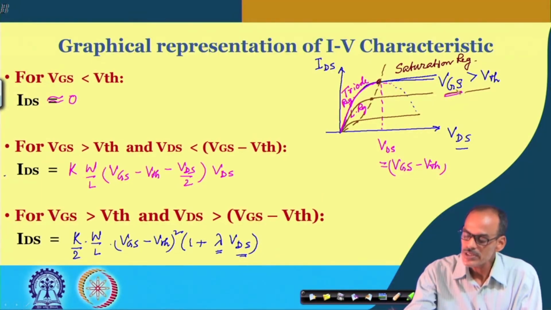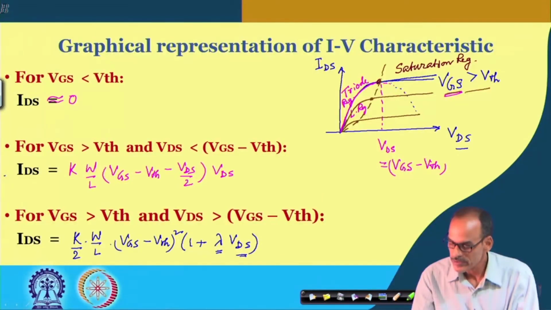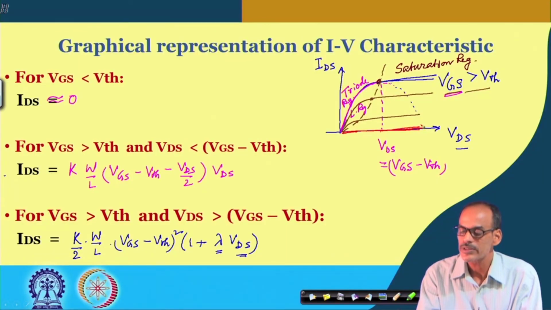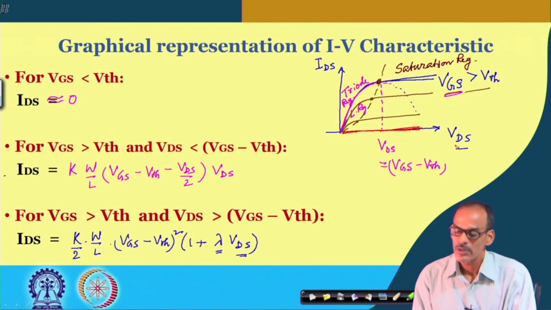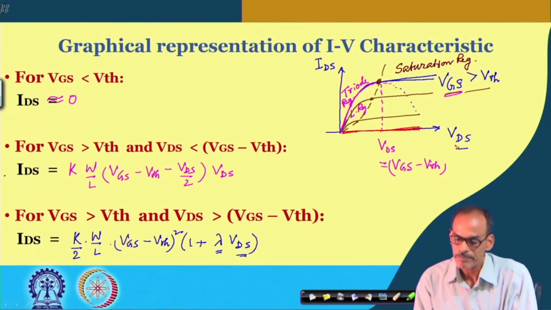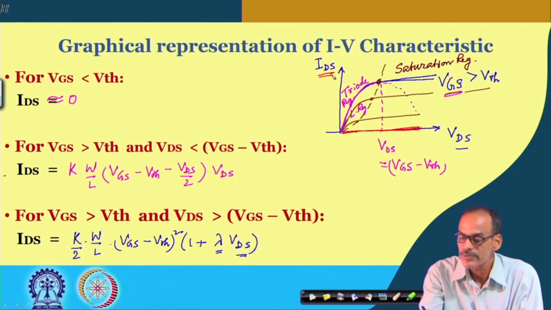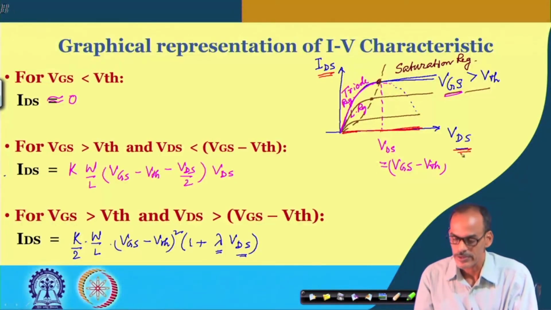If you make this Vgs smaller and smaller, in fact, if you take it further down, what will happen is that the current will be almost 0. That means the corresponding characteristic will coincide with the Vds line. So, this characteristic is referred to as the Ids versus Vds characteristic.